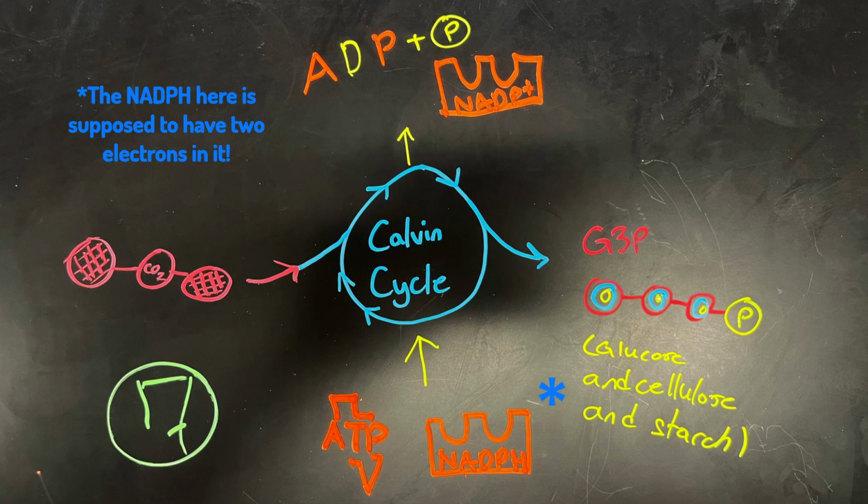The NADPH then enters the Calvin cycle, which converts it, along with the help of ATP and CO2, into G3P, a combination of glucose, cellulose, and starch. The byproducts are ADP, 1-phosphorus, and the empty NADP+.